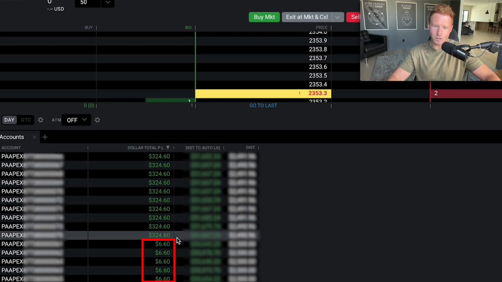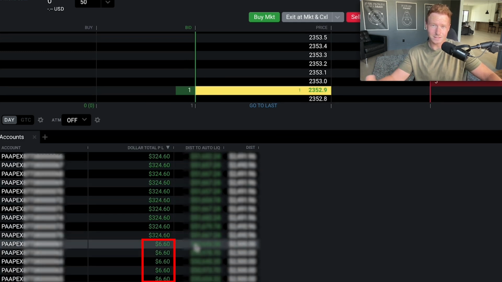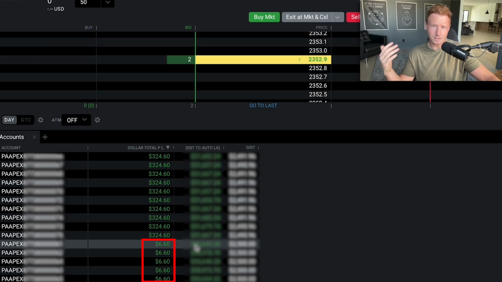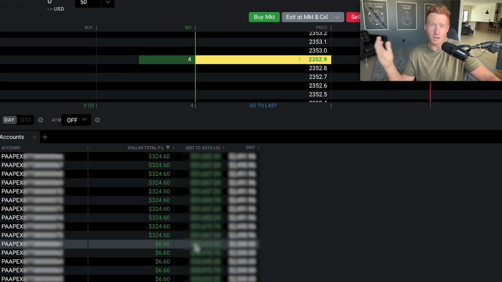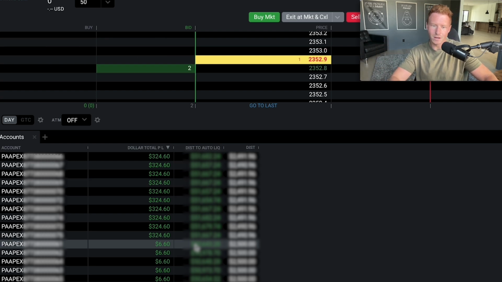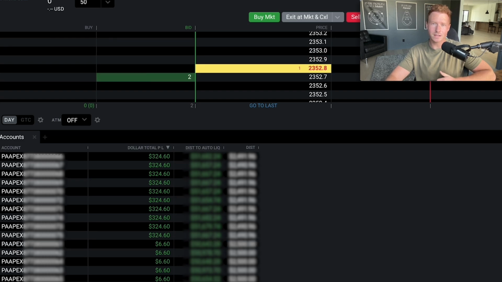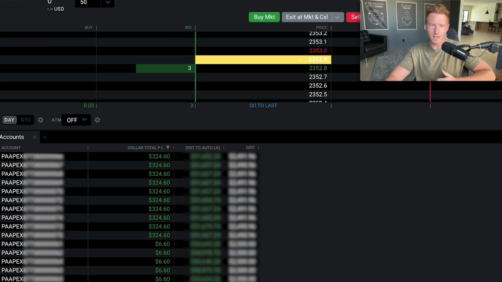As you can see, if you're wondering about the $6 in the other 10 PA accounts, I actually just accidentally entered a trade. And anytime I accidentally enter a trade, I'll just exit immediately. I'm not going to sit through it and try to get lucky and make money. So that's where that $6 came from. Anyways, that being said, let's dive straight into the trade recap for the day, go into the charts.